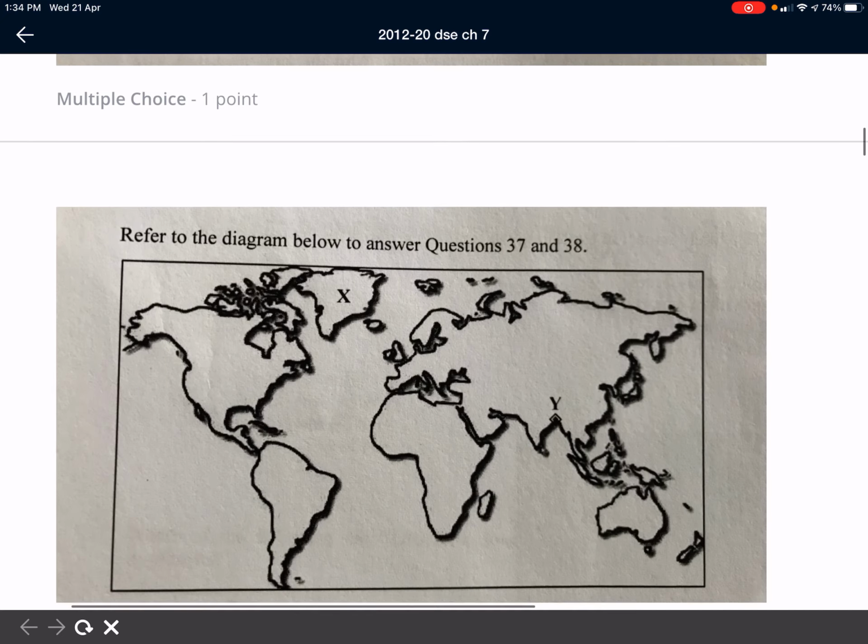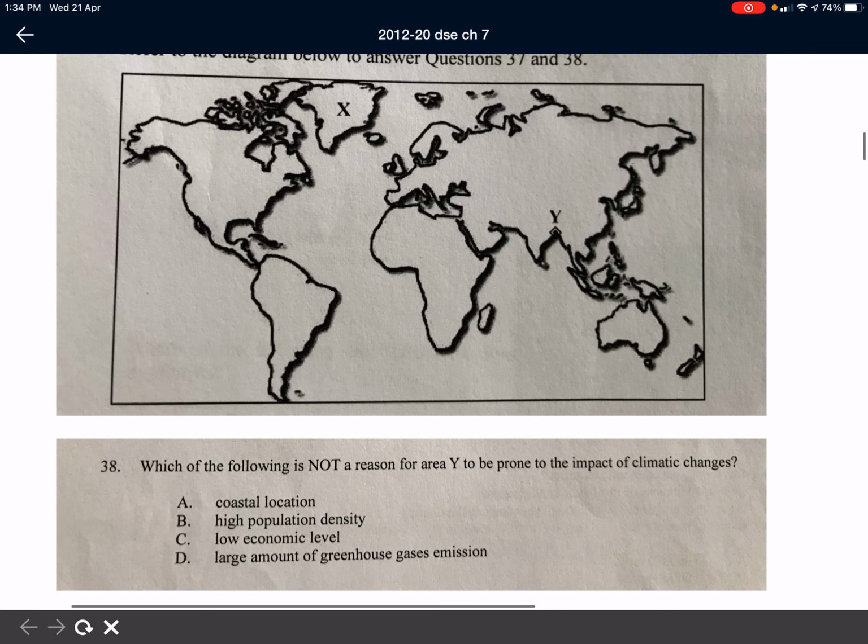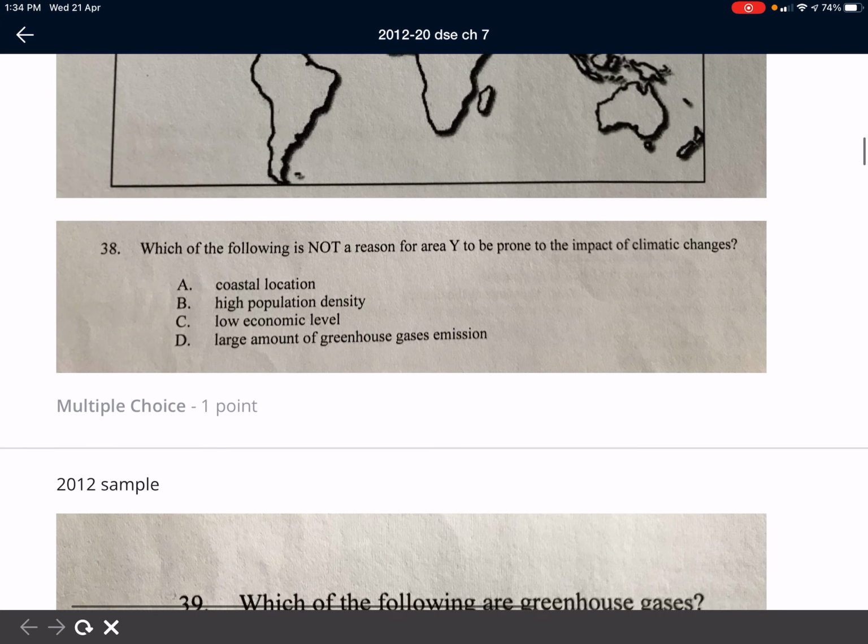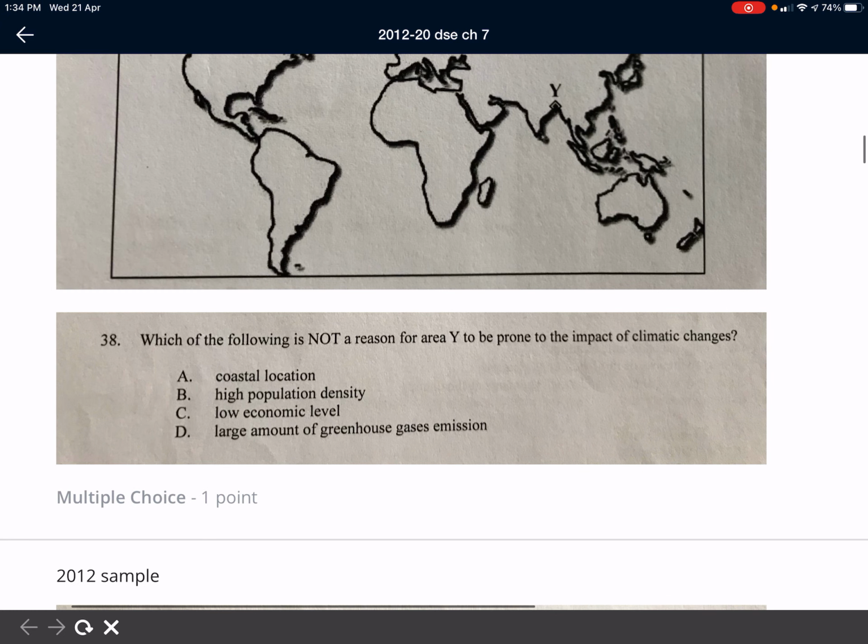Okay, how about question number 7? Which of the following is not a reason for an area to be prone to the impact of climate change? Coastal location. Yes, it is in a coastal location. High population density is also the case. Low economic level is also a reason, because it's in Bangladesh indeed. If you really know that place, it is Bangladesh.